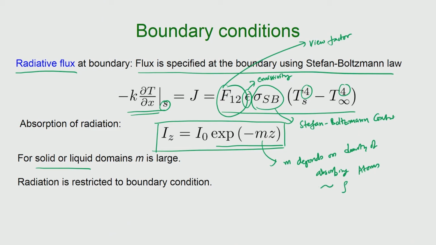In gases you would have radiation going through the complete domain, but if the domain is made of solid or liquid, then within a short distance, because m is proportional to density, which is very high for a solid or liquid, m being very large means that Iz will be 0 very soon. The radiation is absorbed only within the first few microns of the body, which means that it is mainly a boundary condition. That is the reason why radiation is treated as only a boundary condition in metallurgical problems.